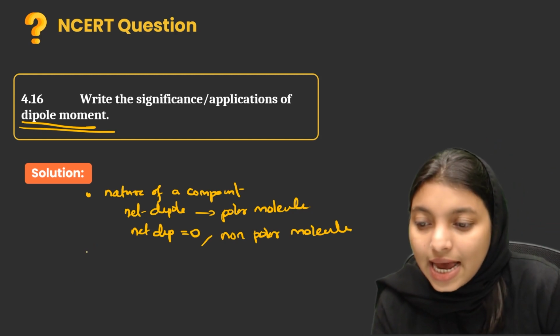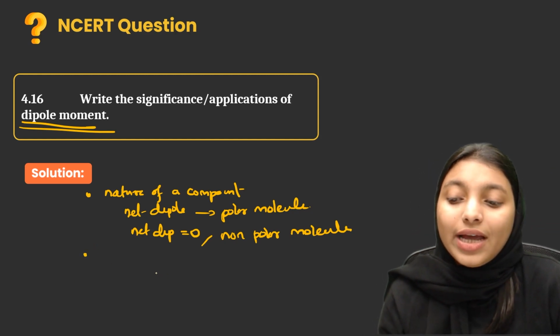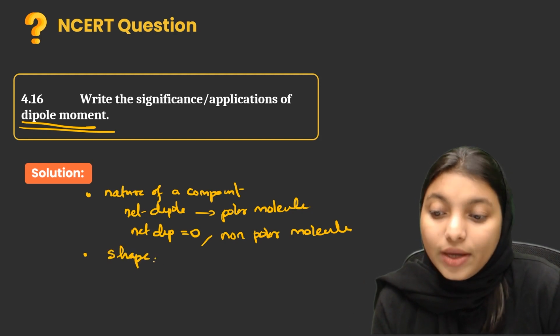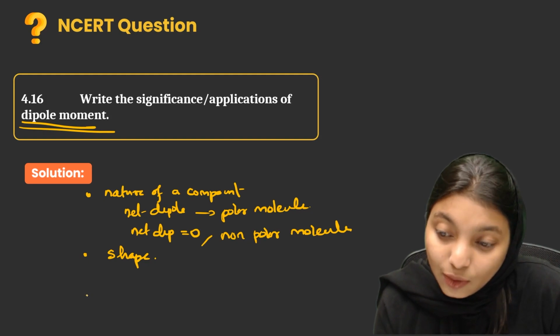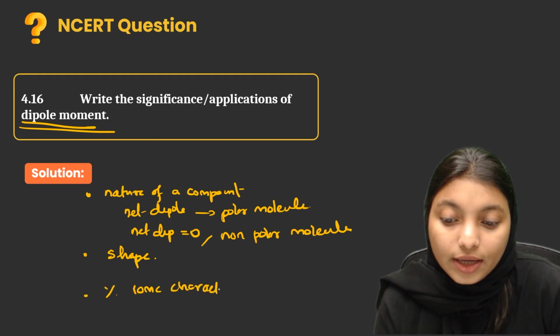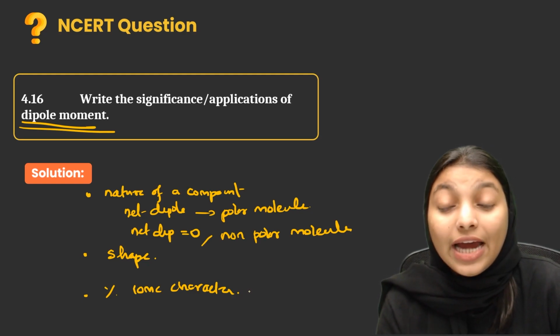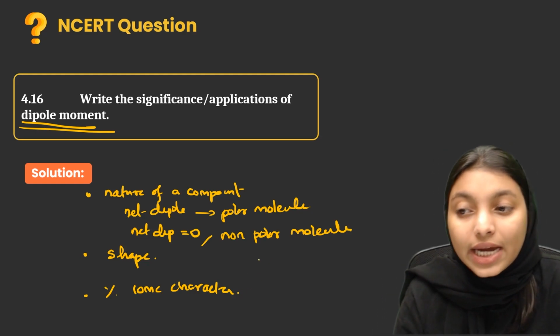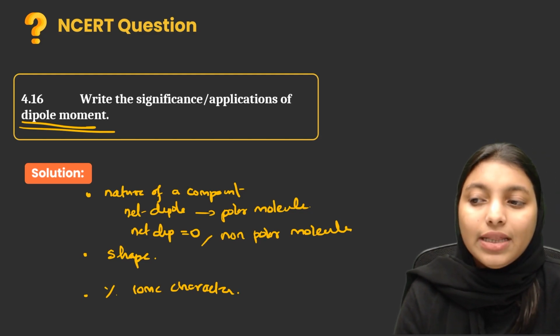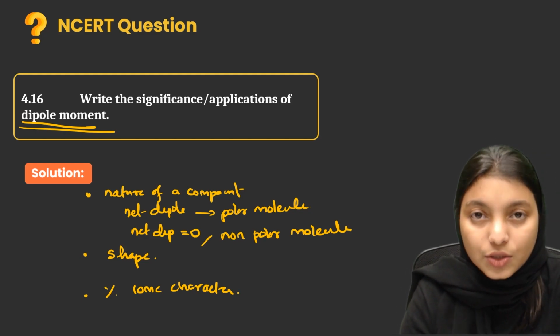Got it? Next, we can predict the shape of a molecule by knowing its dipole moment. Again, we can find the percentage ionic character of a molecule by knowing its dipole moment. Percentage ionic character also we can calculate by using dipole moment. So these are the significances or applications of dipole moment. I hope you understood this one.